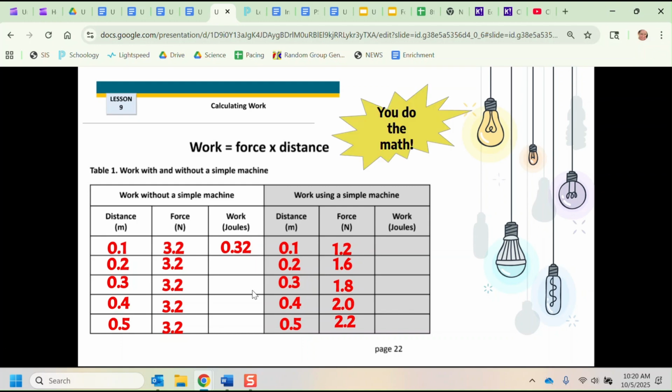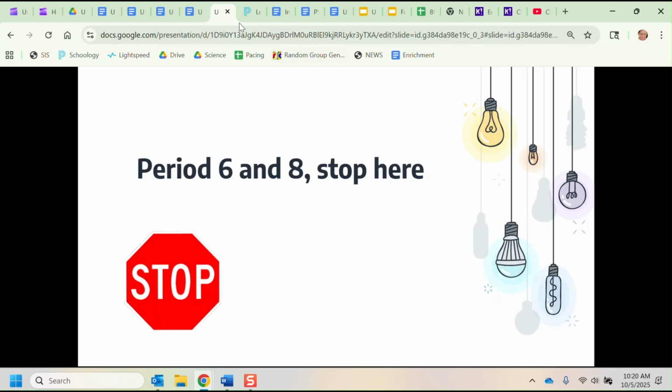Okay, so this was something I'd like for you to do. You may use a calculator. You do the math on all of these problems, and we'll check work later. This will be homework if you don't finish it in class. You're going to calculate work for all of these open boxes. Remember, here's our formula right up here. Work is force times distance. Okay, and then we'll continue on with day 2. You can watch that video after we have our day 2 lesson.